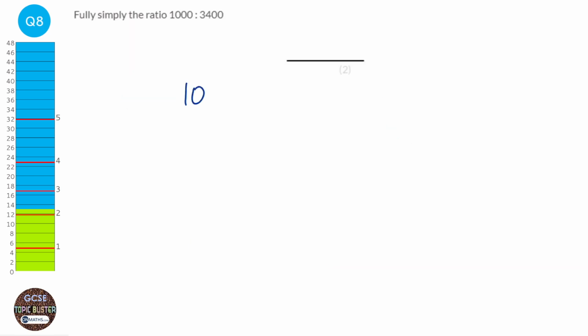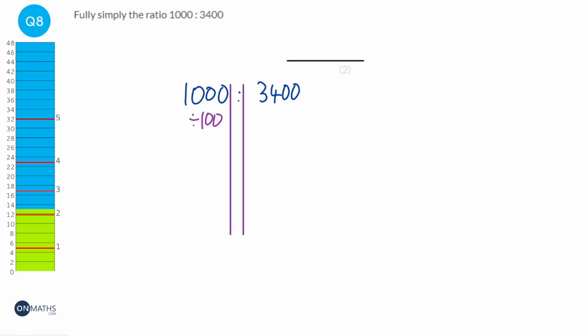So when simplifying ratio, it's very similar to simplifying fractions, but instead of having to do the same thing to the top and bottom, you have to do the same thing to the left and right. So I'm going to start here by dividing both sides by 100, because I notice they both have 2 zeros at the end. So that'll give me 10 here and 34 here.